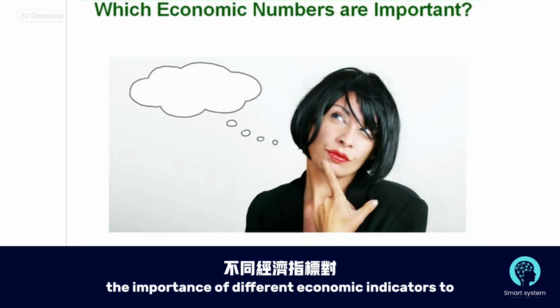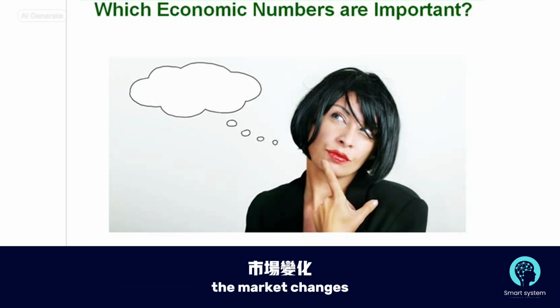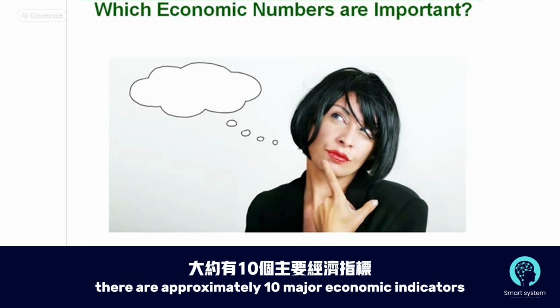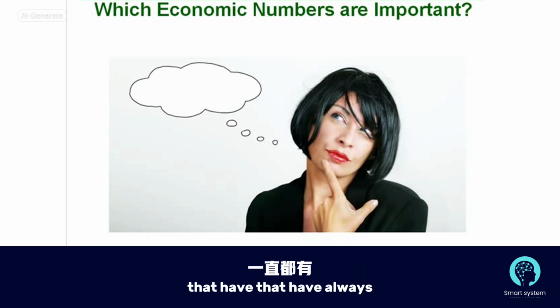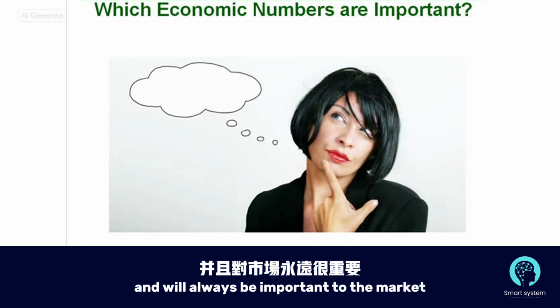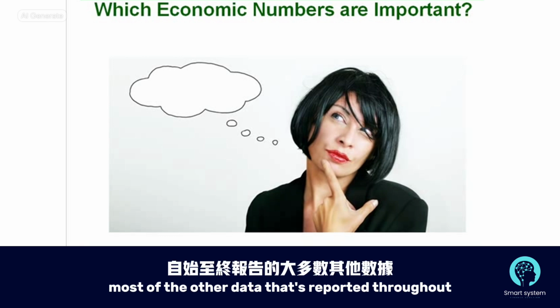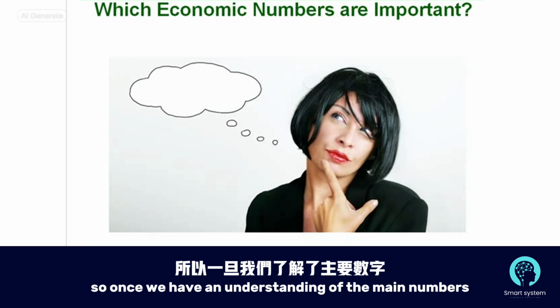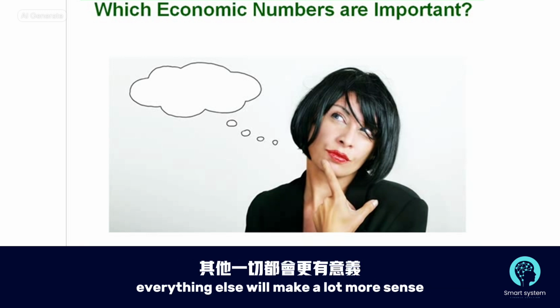While the importance of different economic indicators to the market changes depending on current economic conditions, there are approximately 10 major economic indicators that have always and will always be important to the market. Most of the other data that's reported throughout the month is similar to one of these 10 indicators. So once we have an understanding of the main numbers, everything else will make a lot more sense.